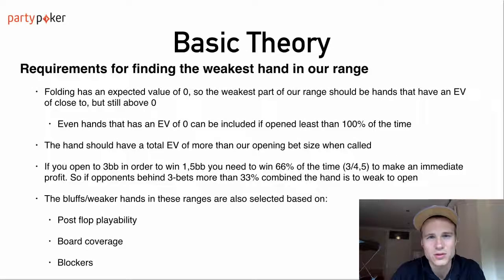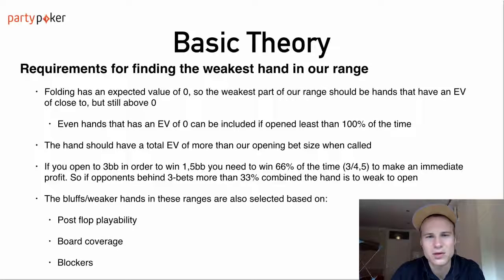It's fairly easy for us to select which value hands to raise with from each position. But more importantly, we need to find a threshold for the weakest hands we want to include in our range. Basically, which bluffs we want to include in our range. Since folding has an expected value of 0, the weakest part of our range should be hands that have an expected value close to 0 but just above it.